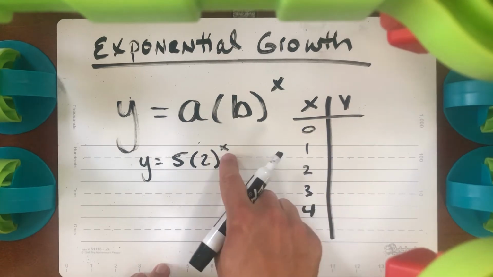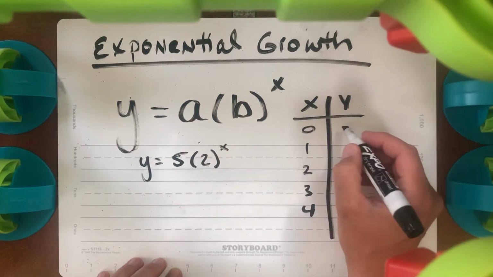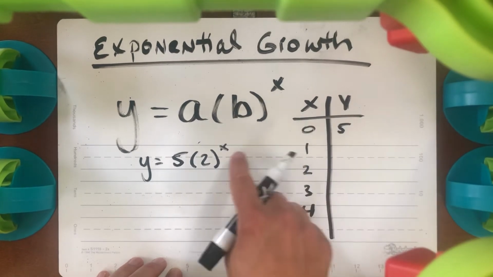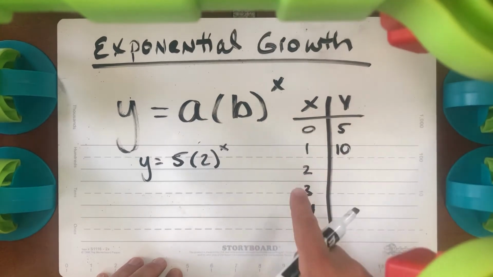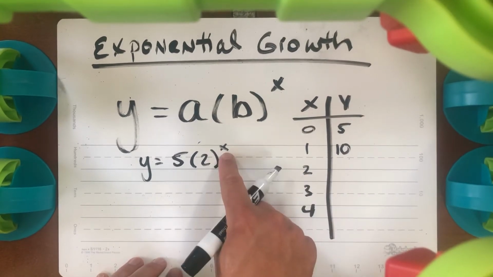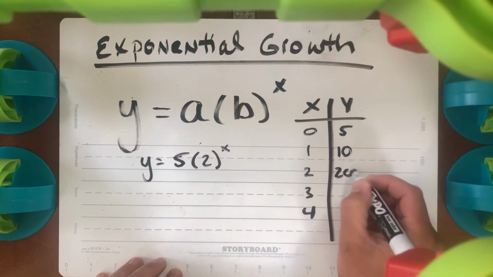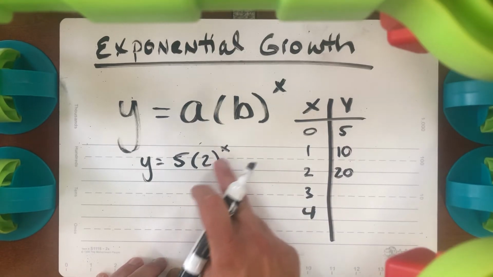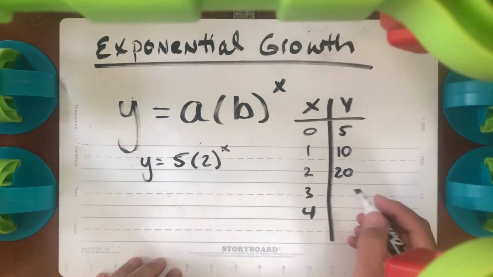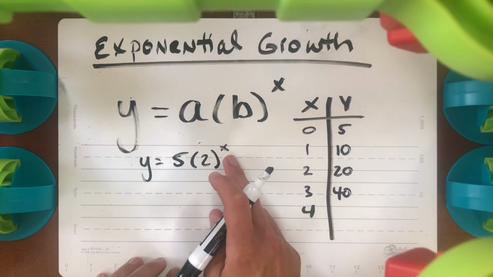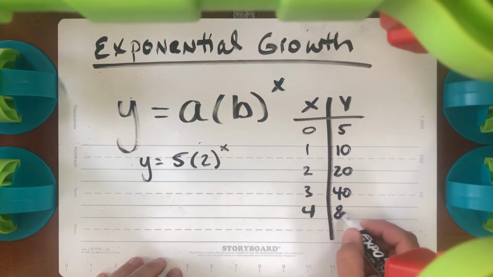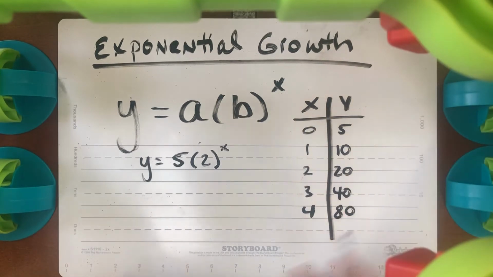Plug in a 0, 2 to the 0 is 1, 1 times 5 is 5. The next one, plug in a 1, 2 to the first power is 2, times 5 is 10. The next one, plug in a 2, 2 squared is 4, times 5 is 20. For the next one, plug in a 3, 2 to the third power is 8, 8 times 5 is 40. And for the last one, plug in a 4, 2 to the fourth power is 16, 16 times 5 is 80. So here's an example of an exponential table.